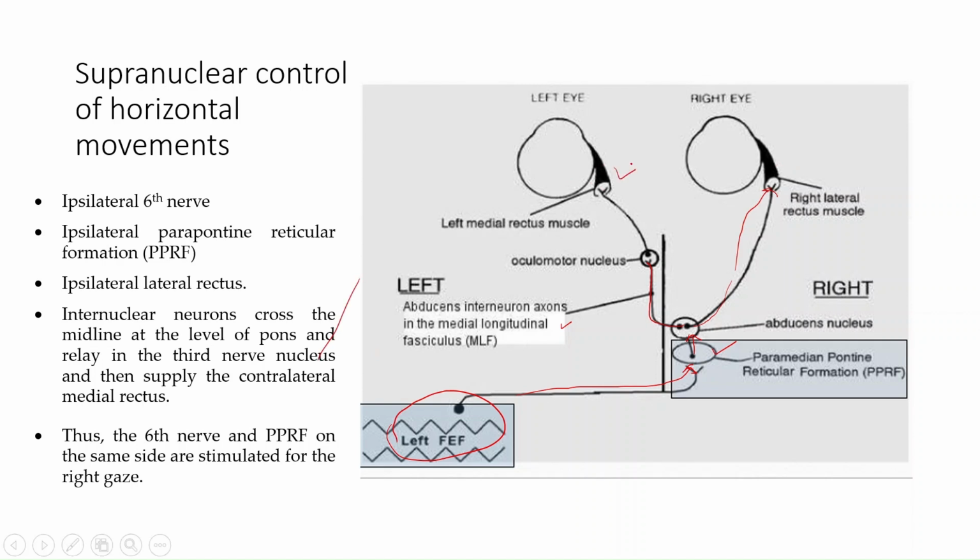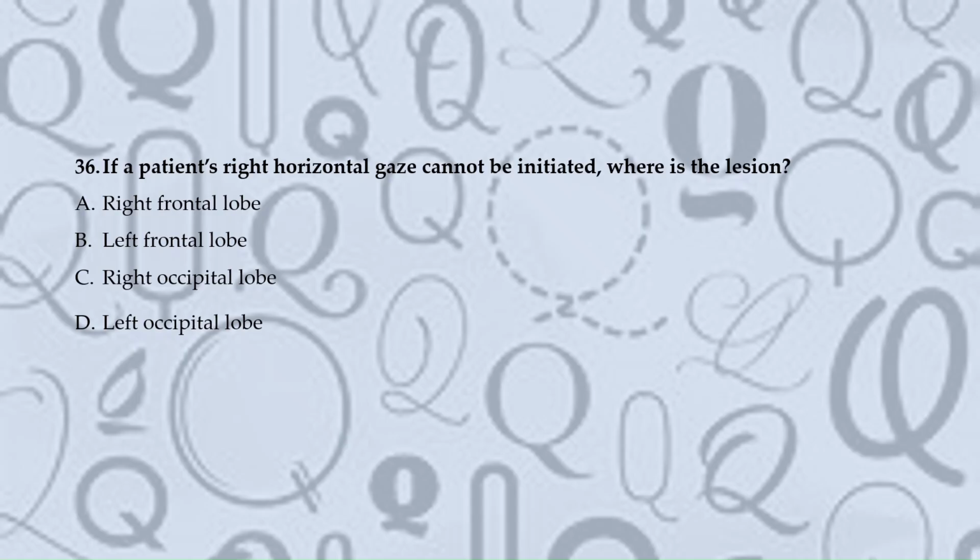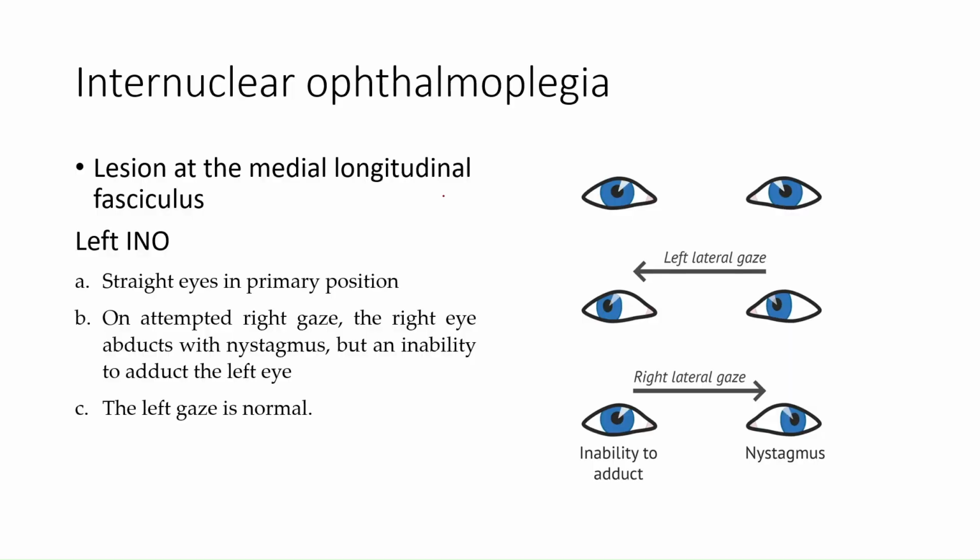So this is what happens normally. If a patient's right horizontal gaze has to be initiated, where is the lesion? We just discussed this. It should be in the left frontal lobe. So what happens in internuclear ophthalmoplegia? Let us understand. The lesion is at the medial longitudinal fasciculus.